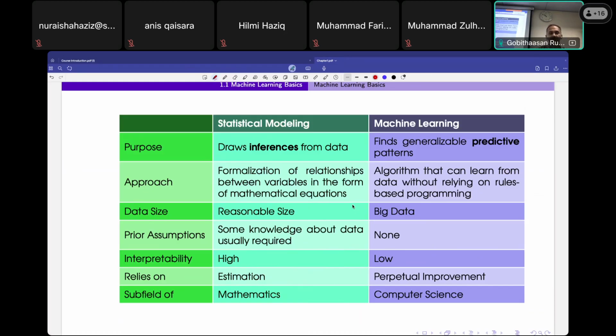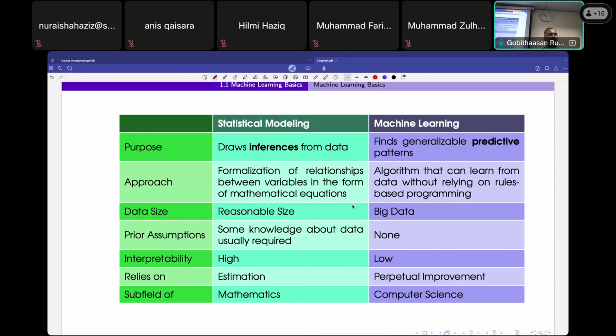Then the approach for statistics is the formalization of relationships between variables in the form of mathematical equations. Whereas machine learning uses algorithms that can learn from data without relying on rule-based programming, right? And data size: as you know, these days we have a huge amount of data. Statistical modeling will still struggle to deal with this huge amount of data. There are assumptions as well.